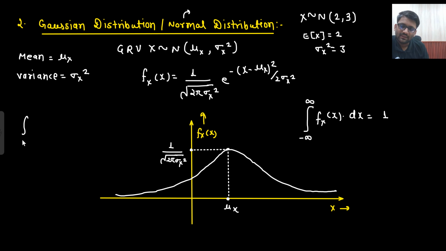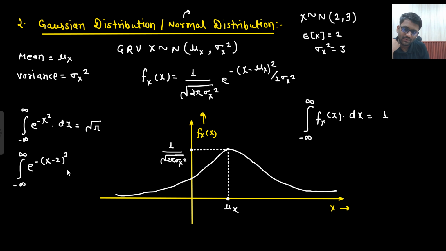If I say one thing, that sir, integral from minus infinity to infinity of e to the power minus x square dx is equal to under root pi. Do you agree to this point? Right? You agree to this point. Now if I ask you the integral from minus infinity to infinity of e to the power minus (x minus 2) square dx, what will be the answer of this? Under root pi only, no?